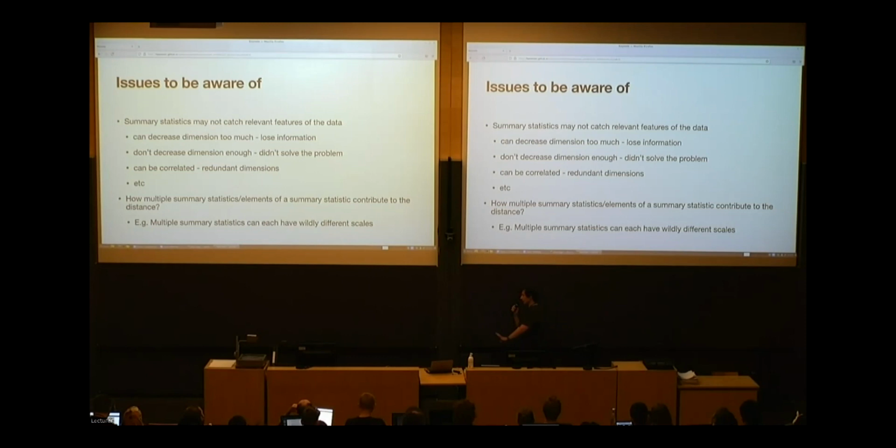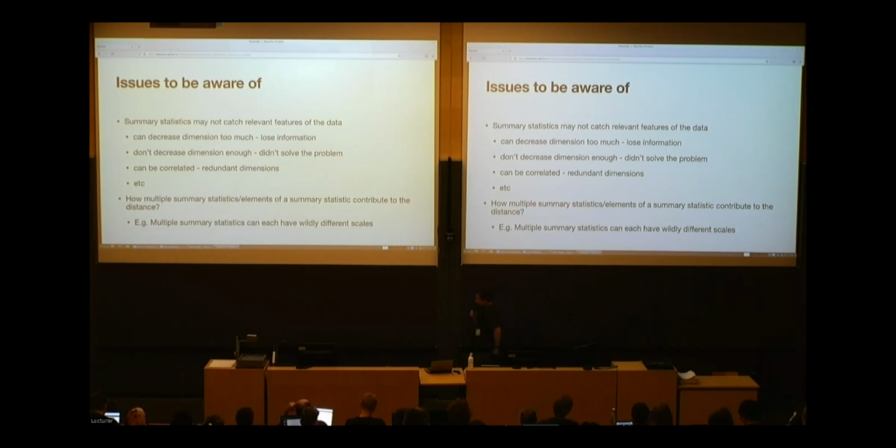Another way it goes wrong is that you didn't decrease the dimension enough. So your dimension is still too large and your method is not working because of that. If you're also blindly constructing summary statistics, they can be correlated with each other. And that's a problem because then you have redundant summary statistics. So you're aiming at constructing independent summary statistics. Basically, that's the most efficient way of doing that.